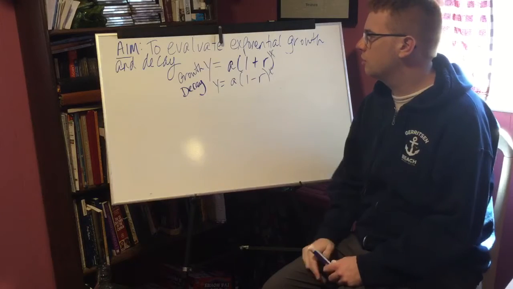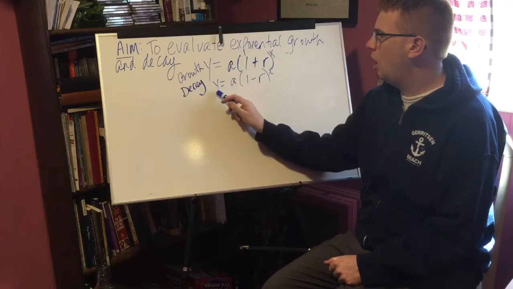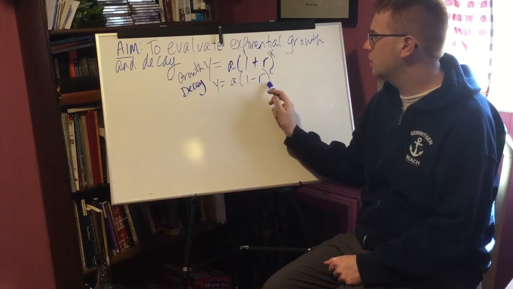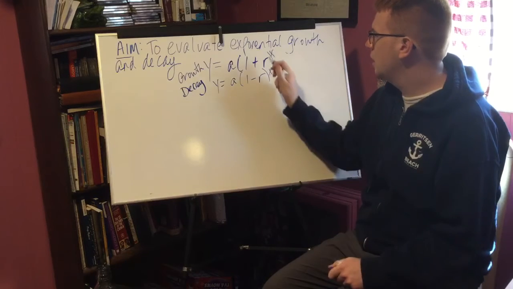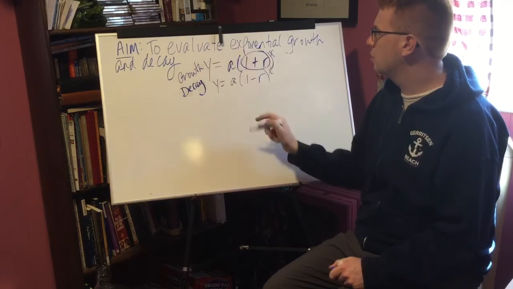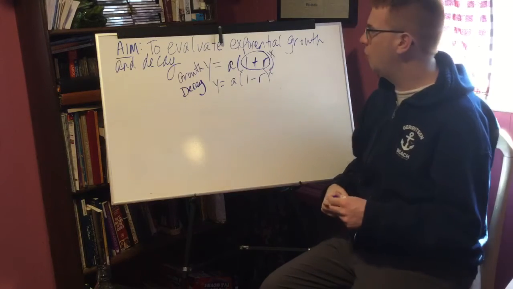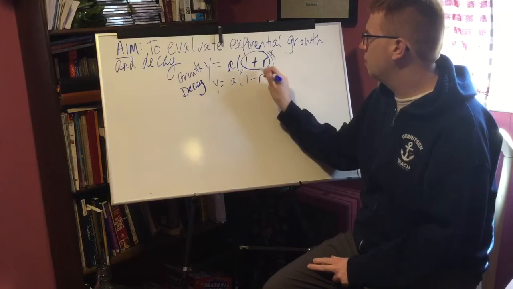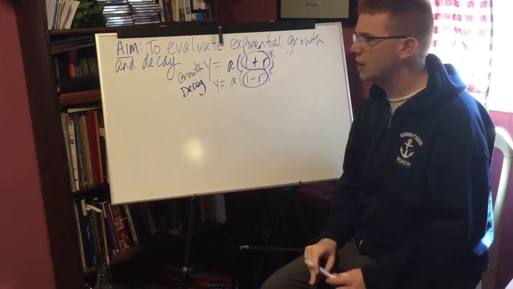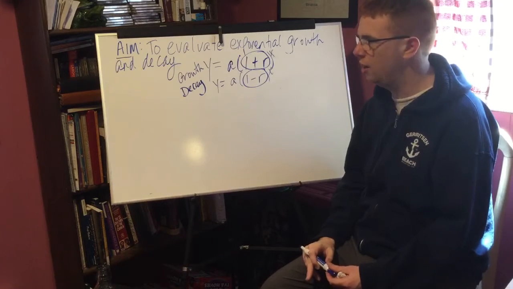The decay formula is very similar. Y equals a times 1 minus r to the x. The difference is, in parentheses with the growth formula, you're seeing 1 plus the rate. The rate is being added to 1. However, in the decay formula, it's 1 minus the rate. The rate is being taken away from 1.